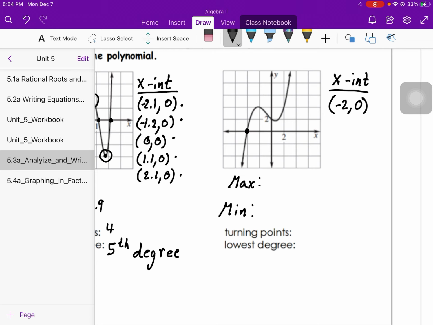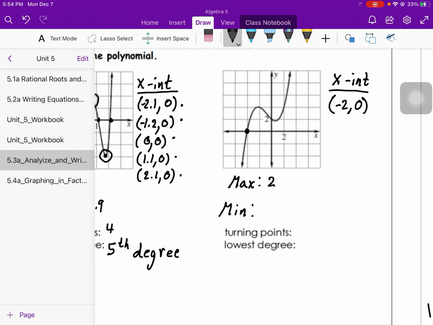For the maximum, we just have one of those. And then for the min, we also just have one. So we have this point here, this point here. So the max looks like it's right at 2, and the min looks like it's a little underneath. Oh, wait, we're counting by 2s here. Got to be careful. That's my bad.